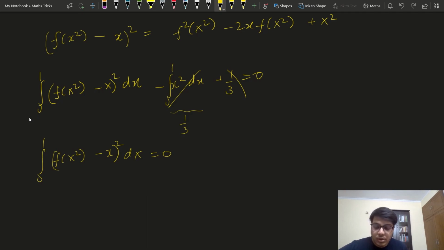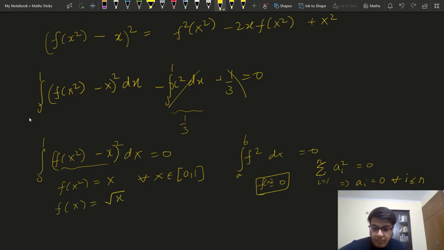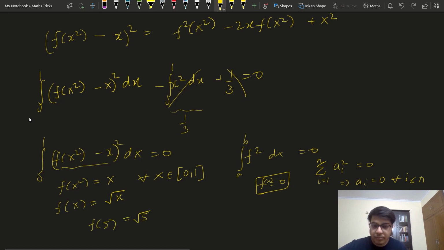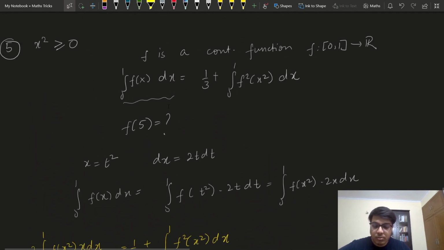This is 0. So if the integral of f square dx from a to b is 0, then f has to be 0 at all x, because integration is basically a summation. Sigma a i square equal to 0, i equal to 1 to n, implies a i equal to 0 for all i less than or equal to n. Similarly f of x square minus x has to be 0 for every x. So f of x square is equal to x for all x in the domain of f, so f of x is root x, and f of 5 is root 5. So this is a very interesting question which can be easily solved using basic inequalities.